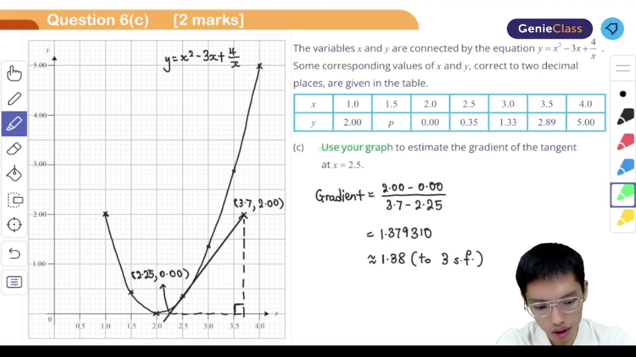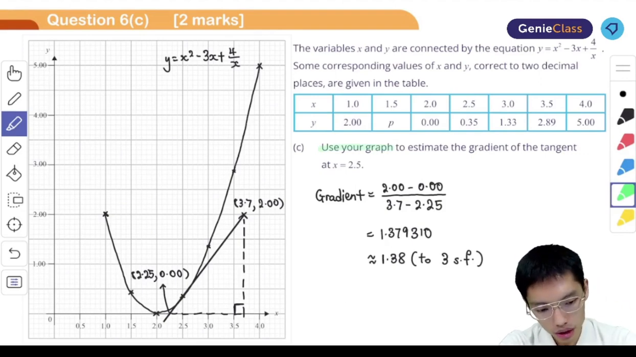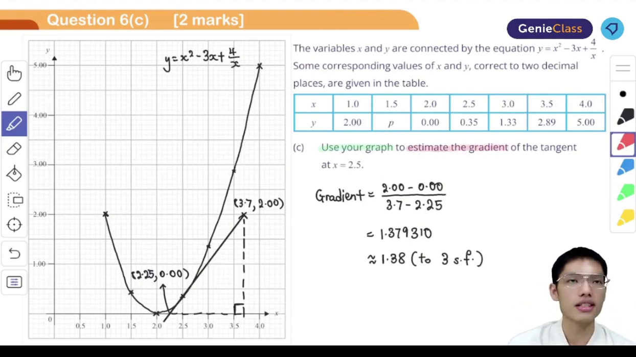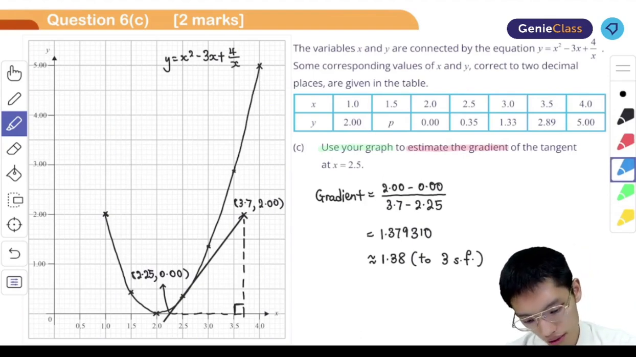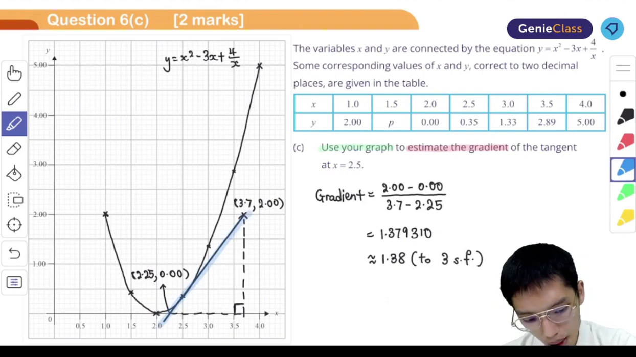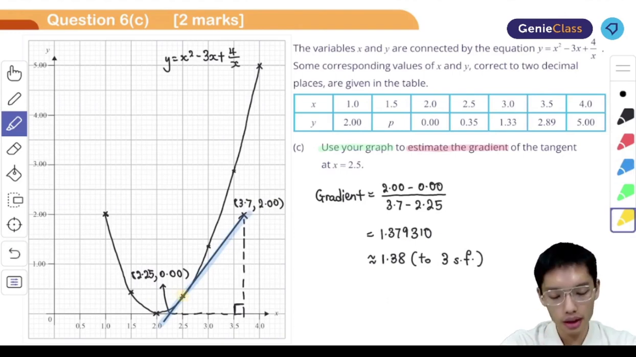So you have to use the graph. You can use the A math concept to check, but remember to substantiate by estimating the gradient. In this case, what you have to do is draw the gradient, what you have learned in Sec 3E. Draw your gradient over here at the point (2, 0.5). So this is your gradient at my point (2, 0.5). That's the main thing you have to do.